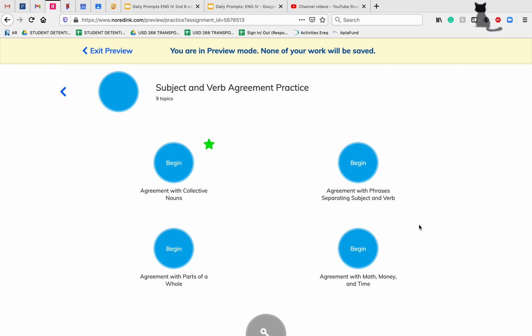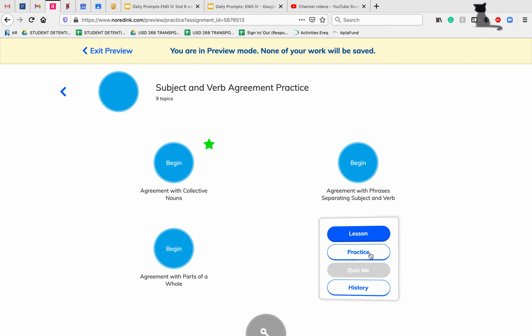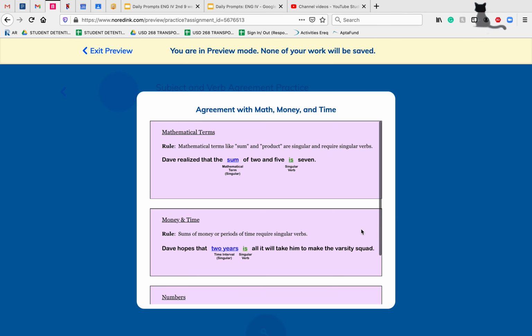Today we're going to be continuing on our subject and verb agreement practice on NoRedInk by looking at our agreement with math, money, and time. And so there are a few different rules that we're actually going to look at with this.